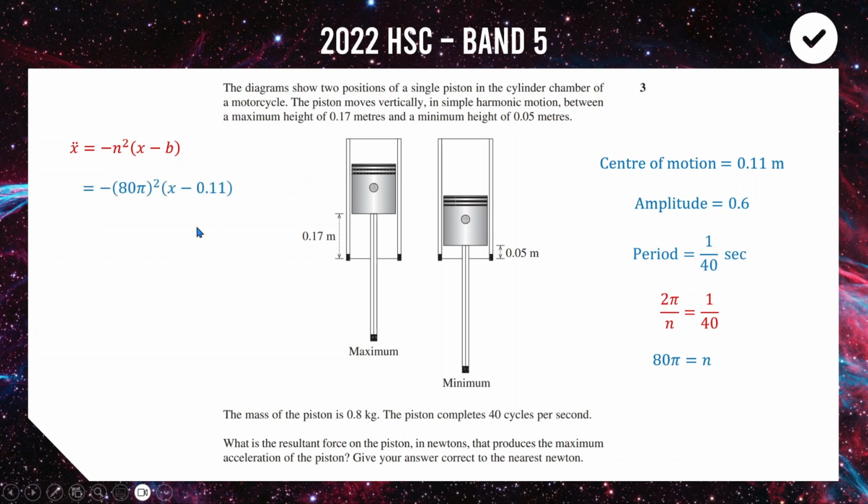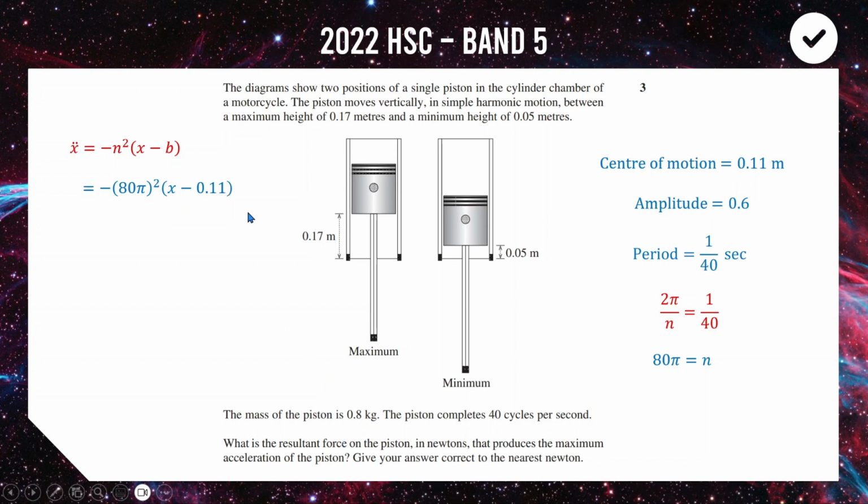So now we can go over here and fill in what we know. We know that n is 80 pi, we've got a negative and a squared, and our center point of motion is 0.11. Okay, now we've got to think about the maximum force of this object.